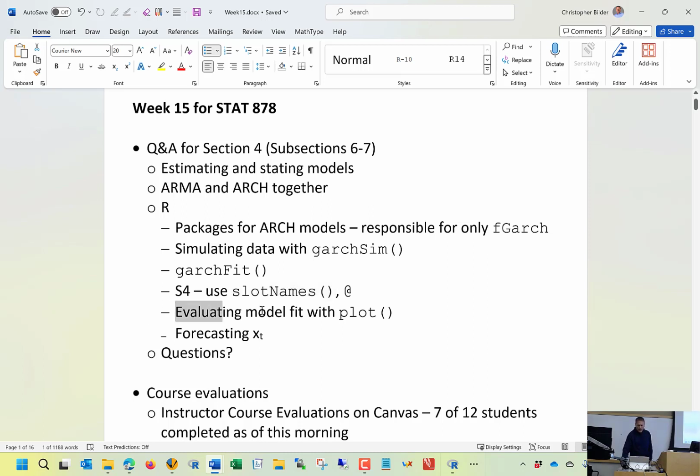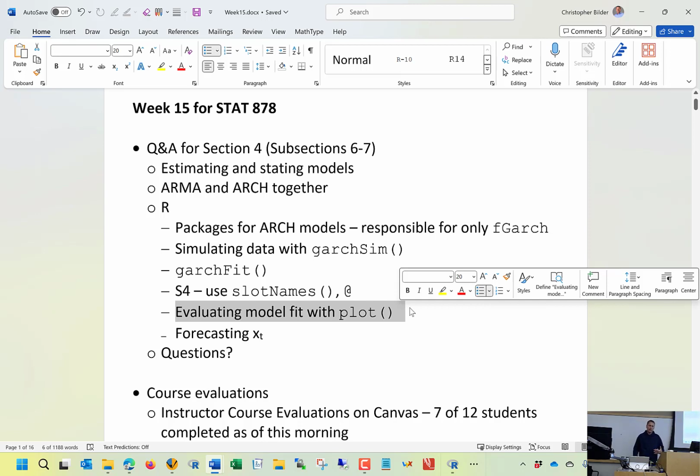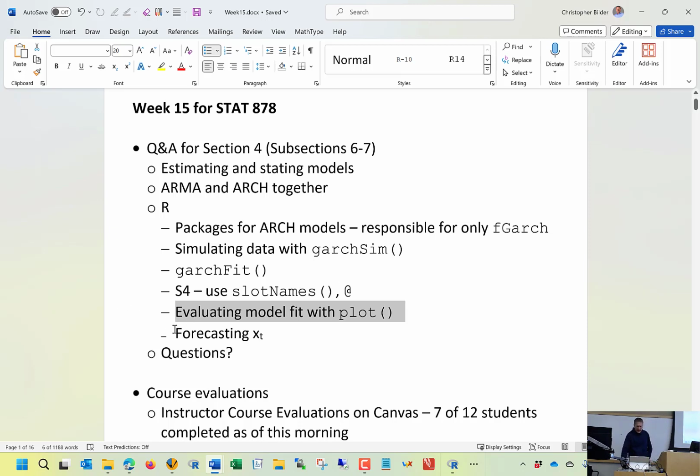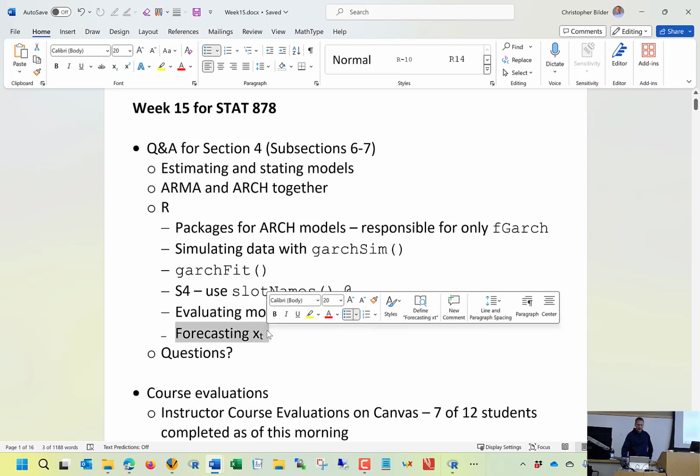Now, we can use the plot function. It's a generic function to work with stuff that's produced by garchFit. And we have a number of different diagnostic plots that we can examine with the plot function. So there's a method function that the authors have created for fGarch that allows you to do this. And then lastly, how can we forecast x of t with these kinds of models? So with that, are there any questions regarding these two subsections?